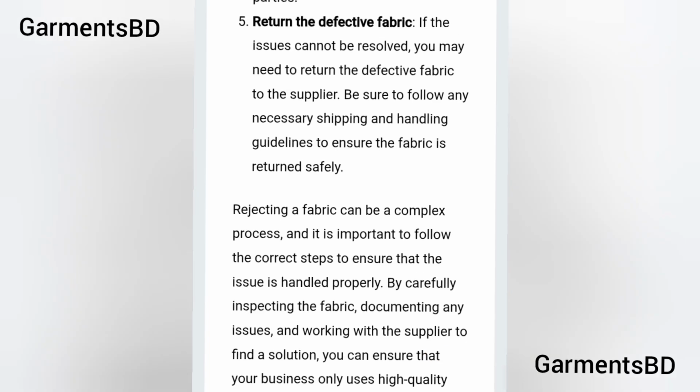Rejection of a fabric can be a completed process, as these are important. Follow these contact steps and handle the necessary issues properly by verifying inspection of these fabrics, documenting any issues, and working with the supplier to find a solution. You can run this business only using these high quality fabrics.